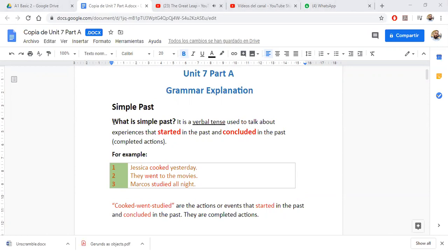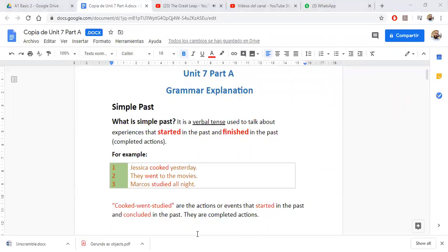Simple past. What is simple past? First of all, simple past is a grammatical tense, a verbal tense, used to talk about experiences that started in the past and concluded in the past, like finished in the past. Let's change some vocabulary here. They started in the past and finished in the past. Keep that in your mind, don't let it go. That is very, very important. They started in the past and they finished in the past, okay?